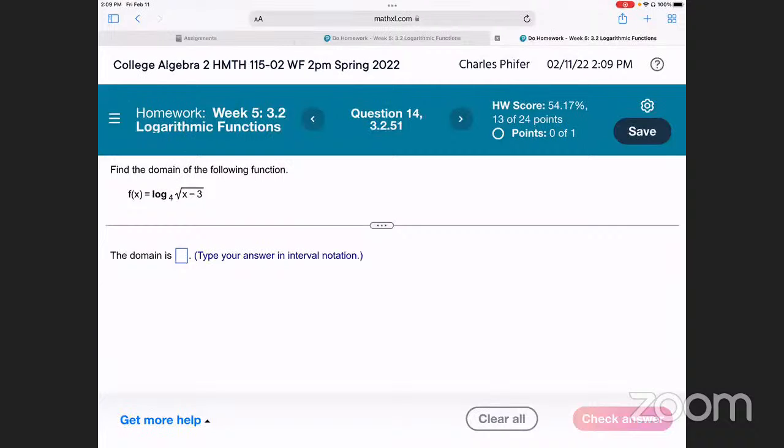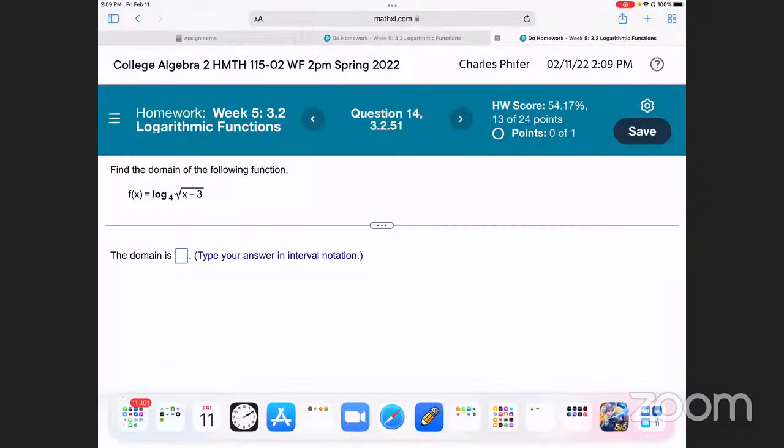So the square root of x minus 3 has to be strictly greater than 0. To find the domain, we just set that part strictly greater than 0.